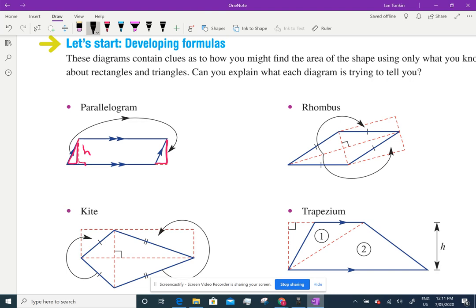What you get is a rectangle where you've got one side, the base, times the perpendicular height. So the area of a parallelogram, which we already knew, is base times height.